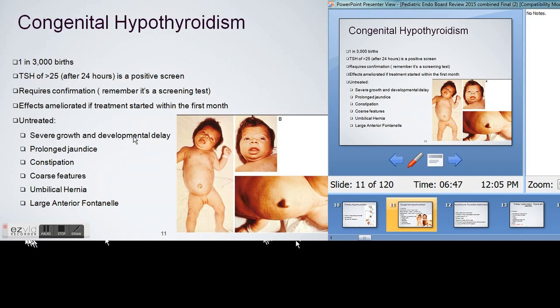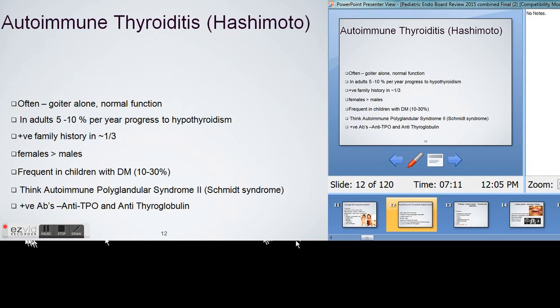Babies that look hypothyroid are usually severely hypothyroid, but over time, babies start having problems like severe growth and developmental delay, so they wouldn't start smiling, sitting, doing things on time. They'll have things like prolonged jaundice, usually an unconjugated jaundice, constipation. They'll have coarse features like we see with this baby with the very large tongue. They have umbilical hernias and a large anterior fontanelle. These are just some of the problems.